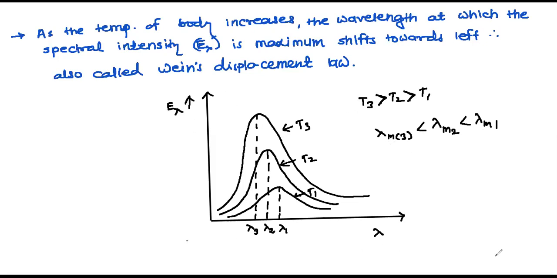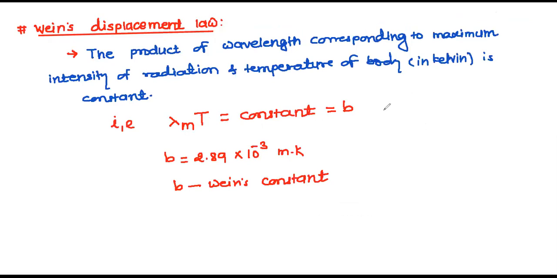Because in Wien's displacement law, lambda m is equal to B by T, and B is constant, so lambda maximum is inversely proportional to temperature. That's why you are getting it like that. Understood? Got it?